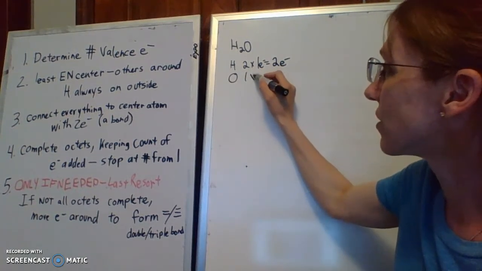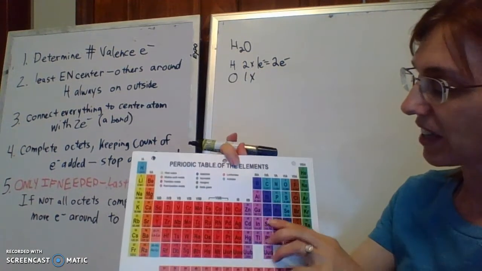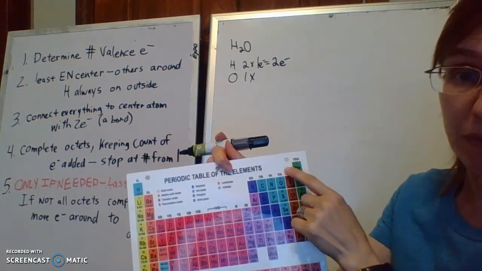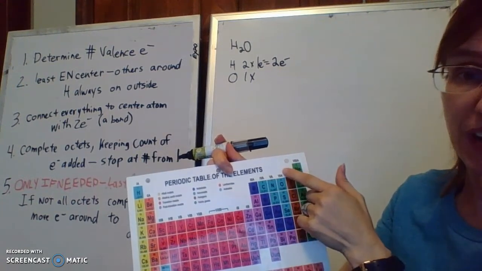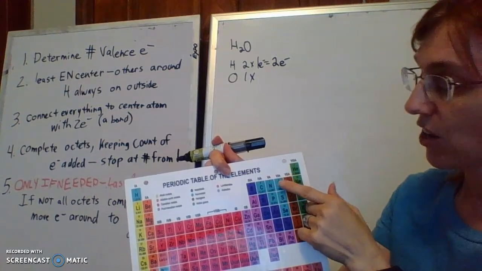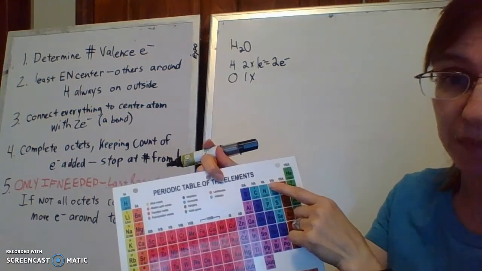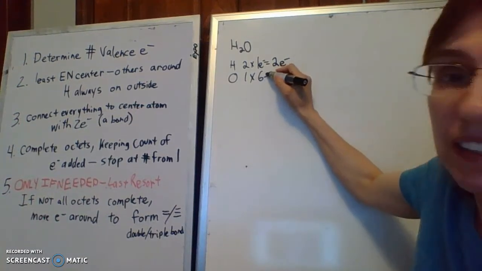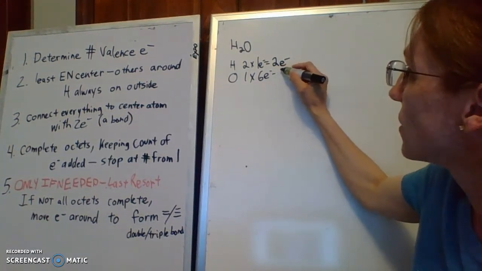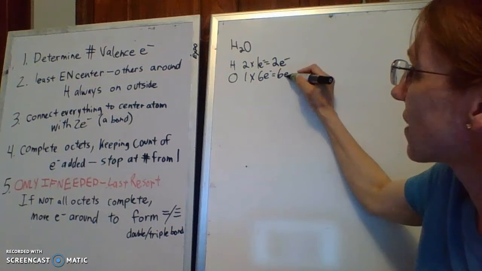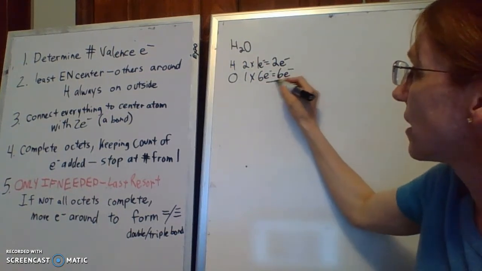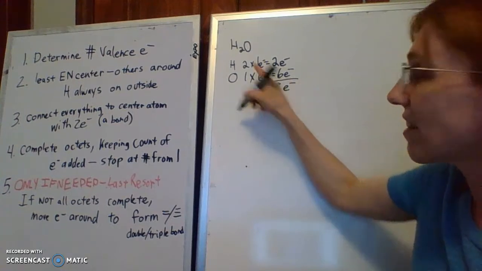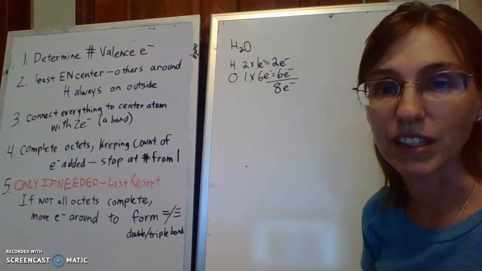Now there's only 1 oxygen. How many valence electrons does oxygen have? Well, oxygen is in the 6A column. Remember, the numbers up here help tell you how many valence electrons it has. So if oxygen is in the 6A column, it has 6 valence electrons. So oxygen provides 6 valence electrons to this molecule. Now we're going to add those 2 up. 6 plus 2, we get 8 electrons. There are 8 valence electrons in water.